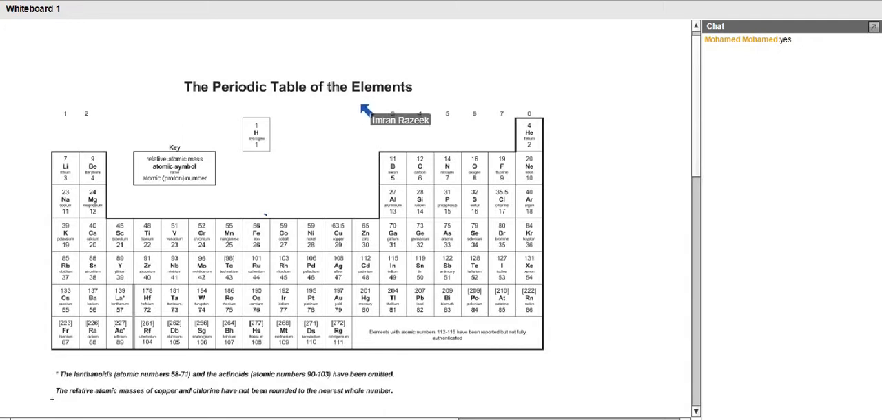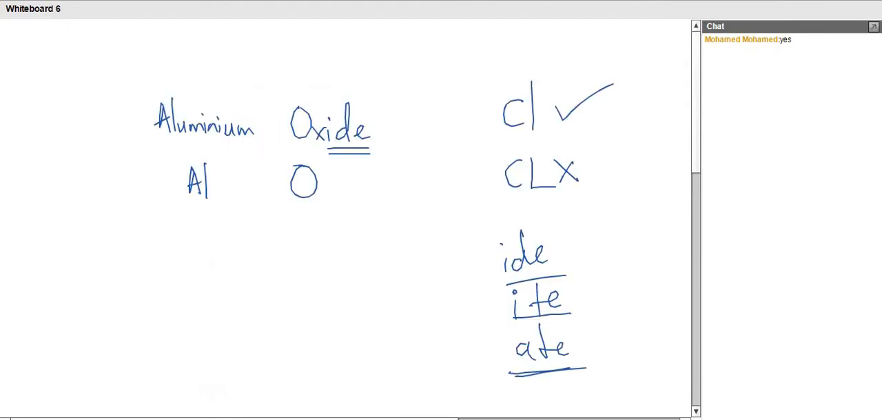There's something called radicals, which I explain shortly. Okay, so radicals, you end up with "ite" or "ide", "ite" or "ate", right? I'll explain that later. So let us see how to write a formula for a simple compound like aluminium oxide.